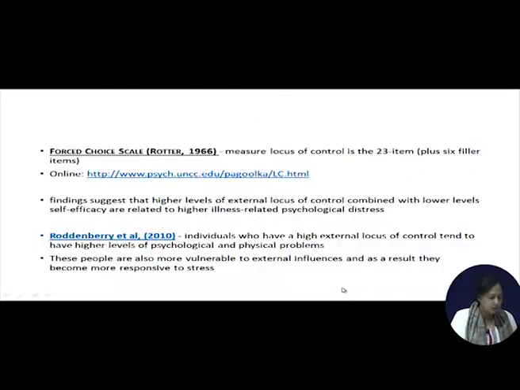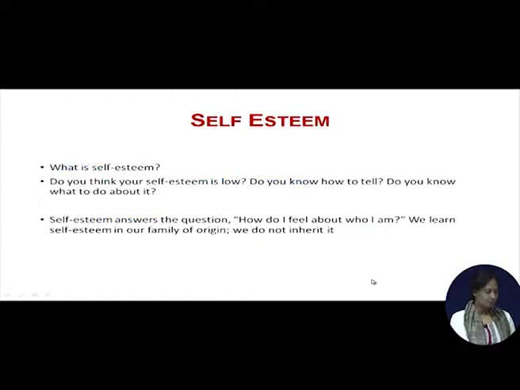Roddenberry and his colleagues in 2010 found that individuals who have a high external locus of control tend to have higher levels of psychological and physical problems. So, these people are more vulnerable to external influences, and as a result they become more responsive to stress. This is also a very interesting study. I will upload this paper for you, so that you can go through it.